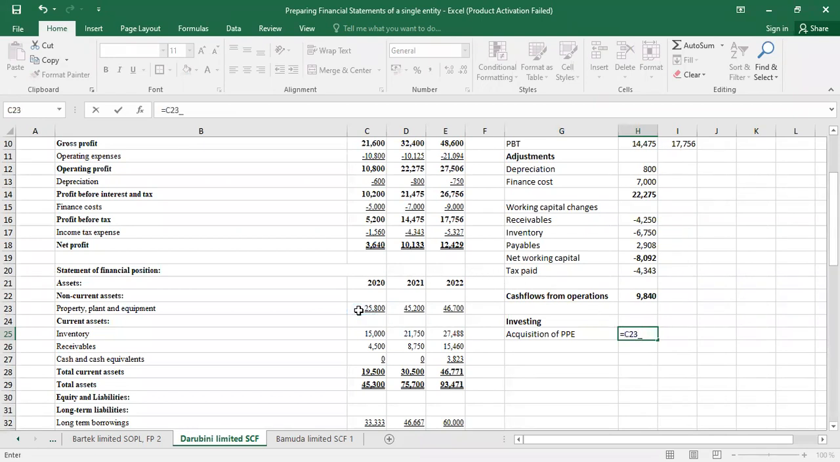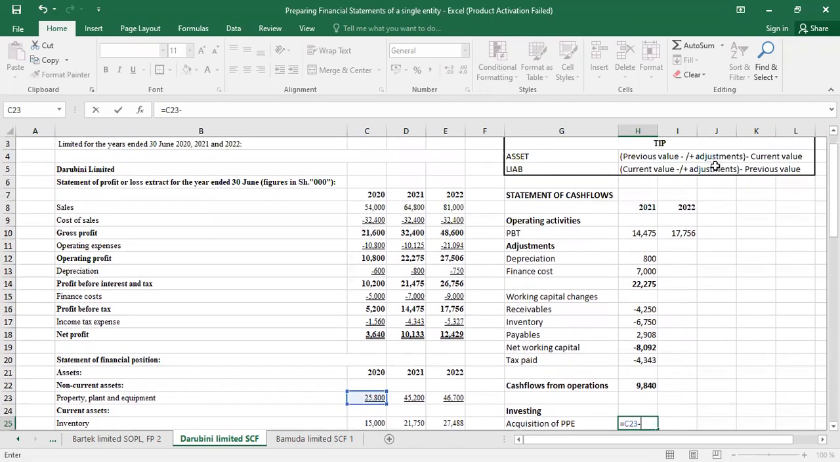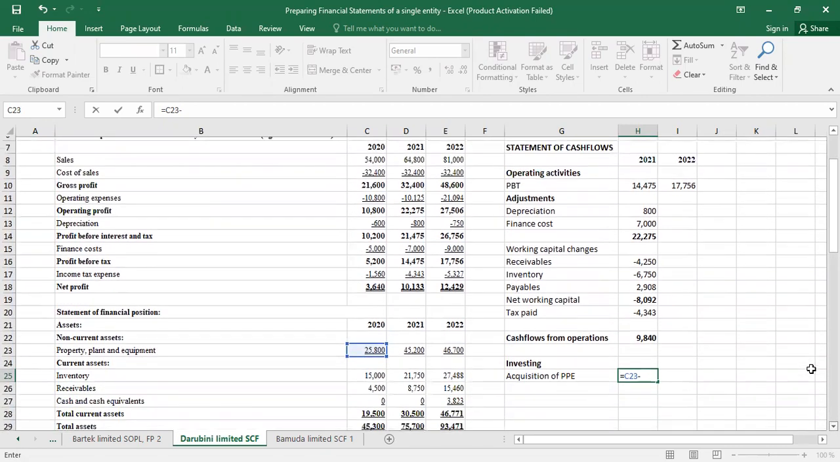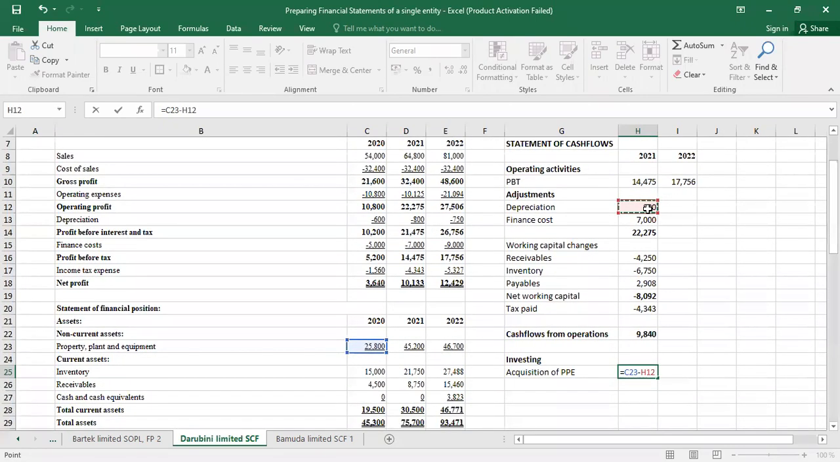Remember, under PPE there are several things you should consider. We always consider depreciation. We also consider revaluation, and we consider disposals and also any new additions. Here, the only thing that was there was depreciation. So it will be minus depreciation. This is the adjustment here, which was 800. Now I close the brackets, I do it in brackets.